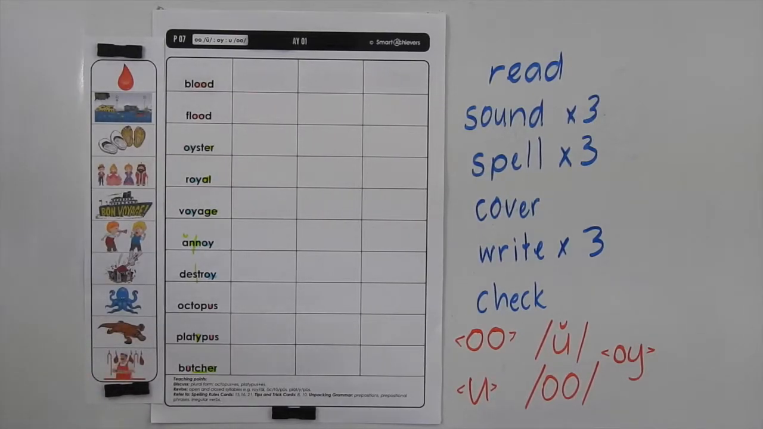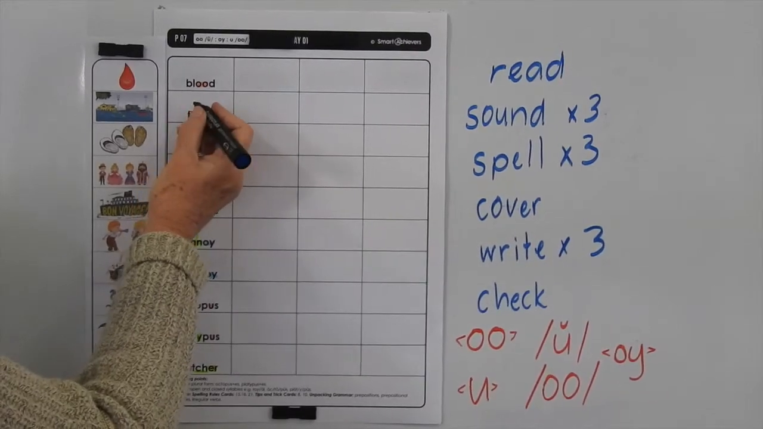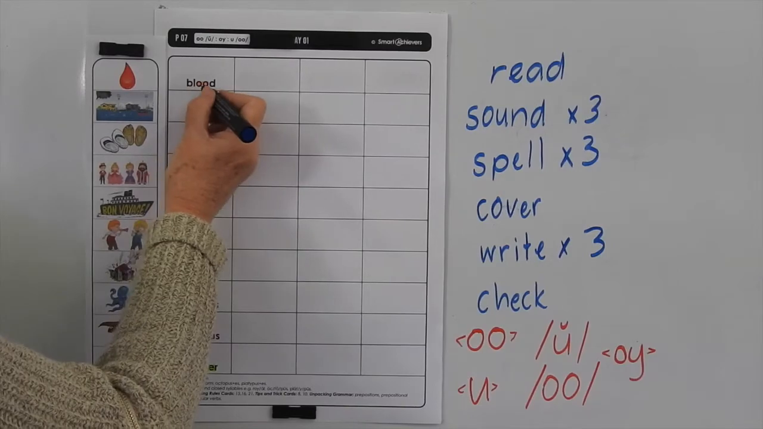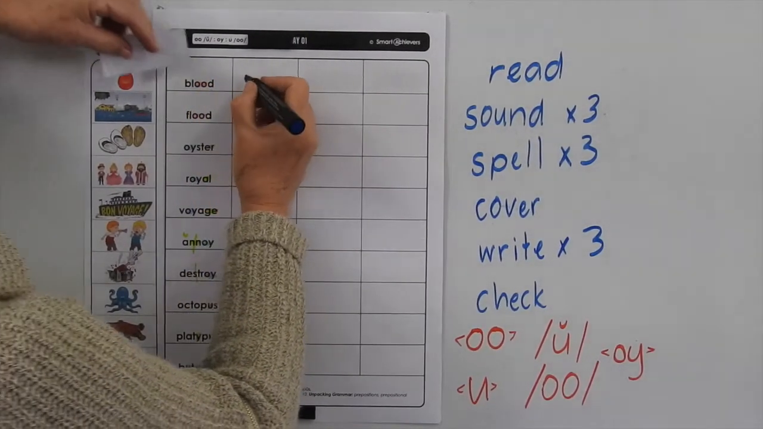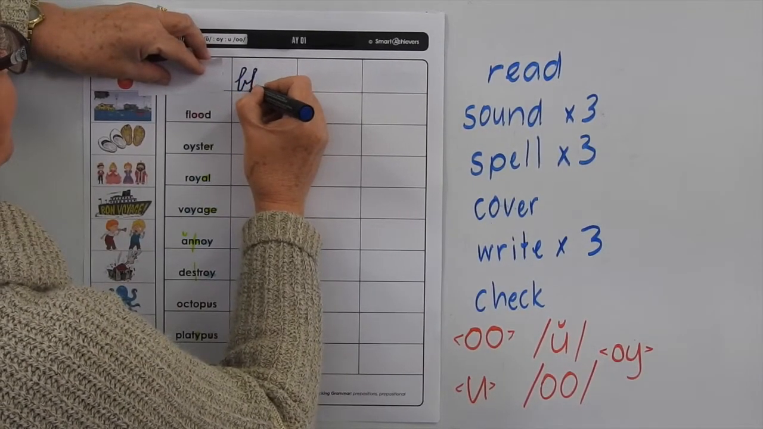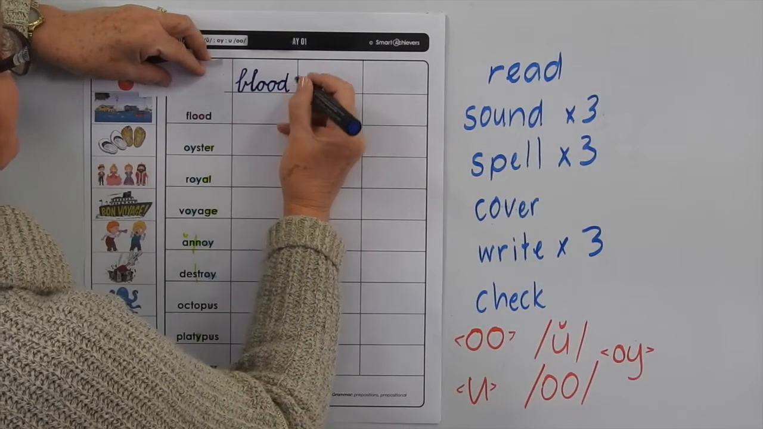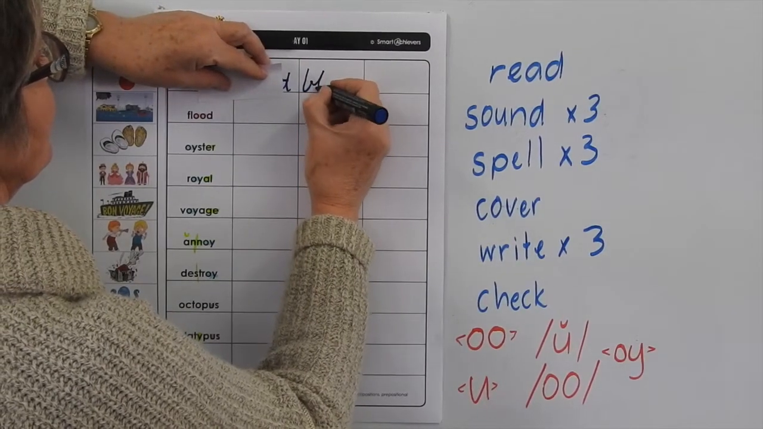Right, let's go back and read, sound, spell and write the words and then check them to make sure they're right. So we've got blood, blood, blood. Now the B, you can do a loop. You can do a loop on the L if you want to as well. It becomes a choice thing, or you can do it without the loop as well.